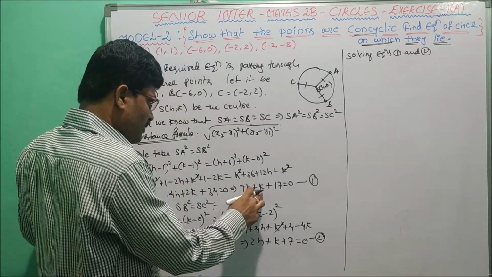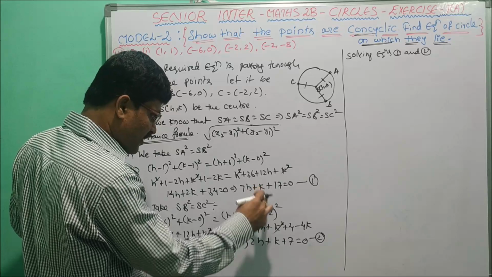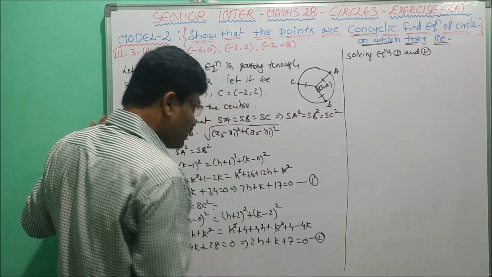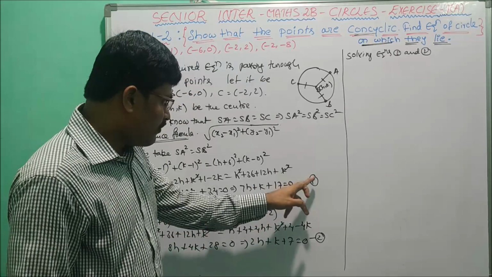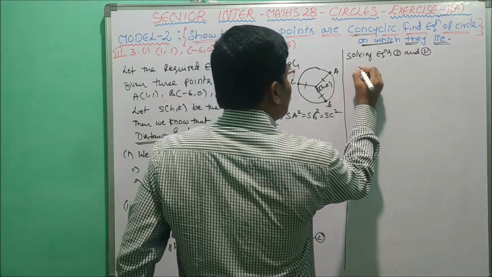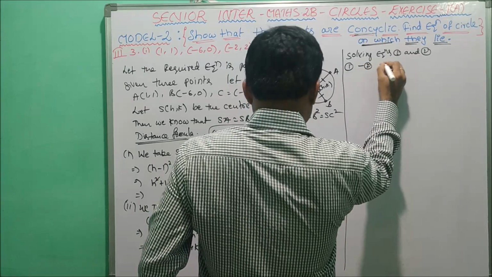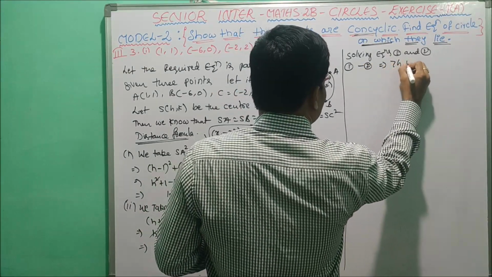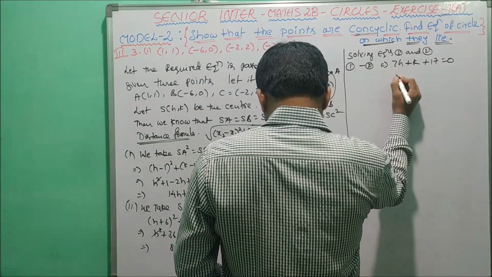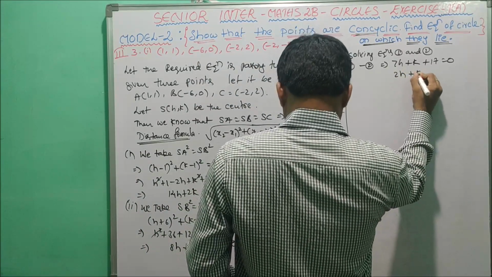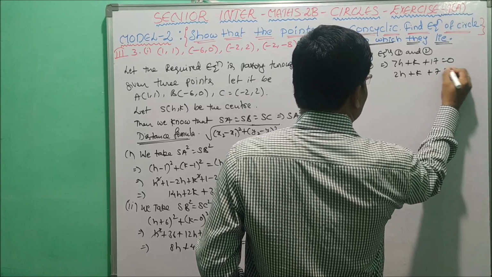Here the coefficients of k in the first equation is 1, and in the second equation also 1. Clearly we observe that the k's are equal. Now we take 1 minus 2. So 7h plus k plus 17 equals 0. The second equation is 2h plus k plus 7 equals 0.